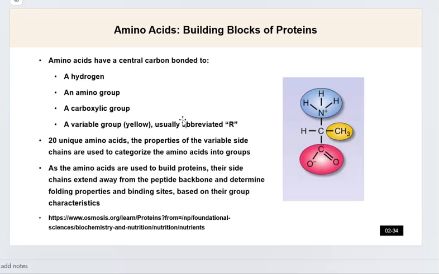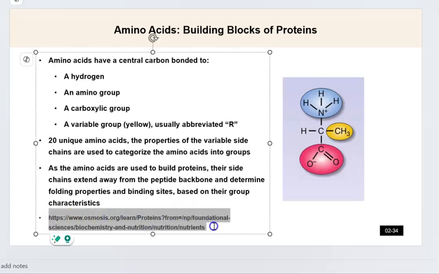There are 20 unique amino acids, and the properties of the variable side chains are used to categorize the amino acids into different groups. So because the amino acids are used to build protein, their side chains extend away from the peptide backbone and determine folding properties and binding sites based on their group characteristics. So we need to watch the Osmosis video on the proteins. They do a great job as well of explaining this.